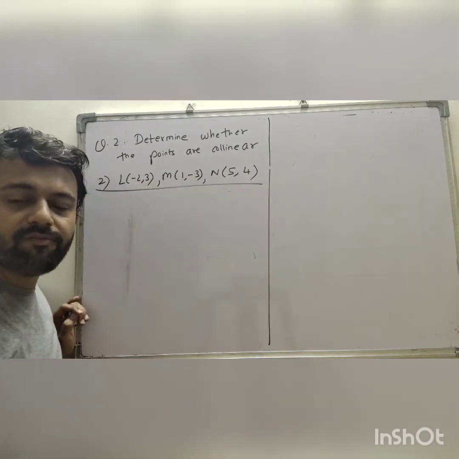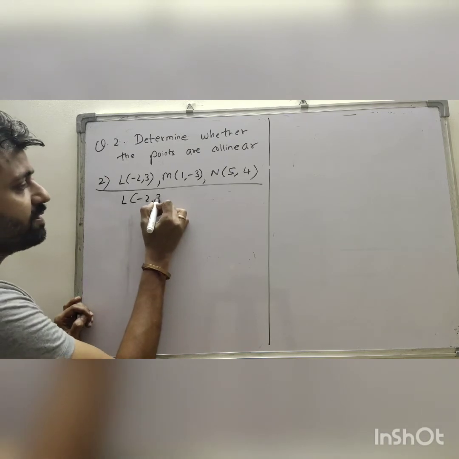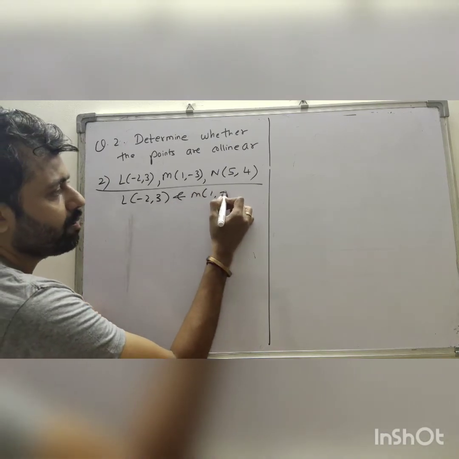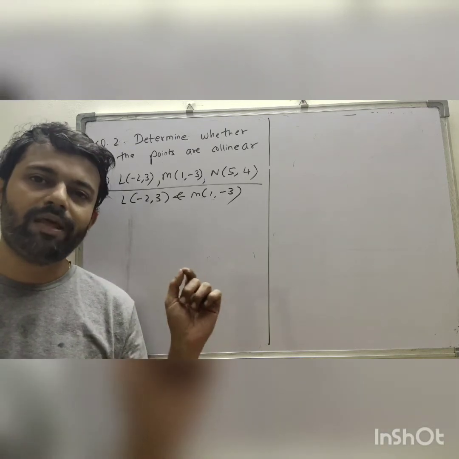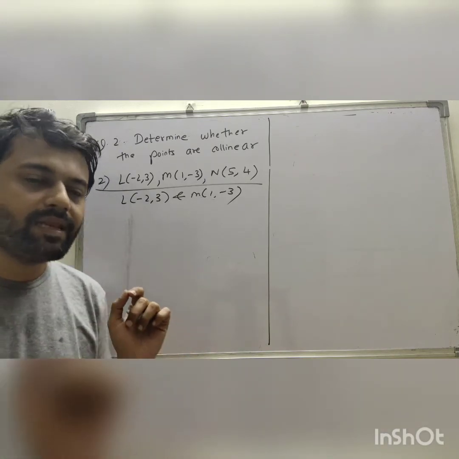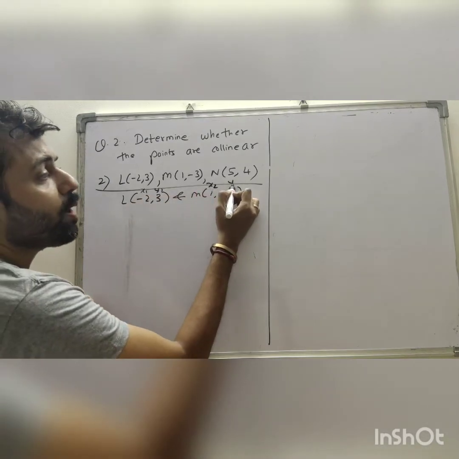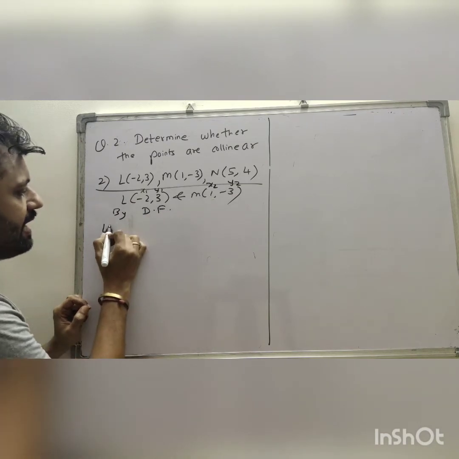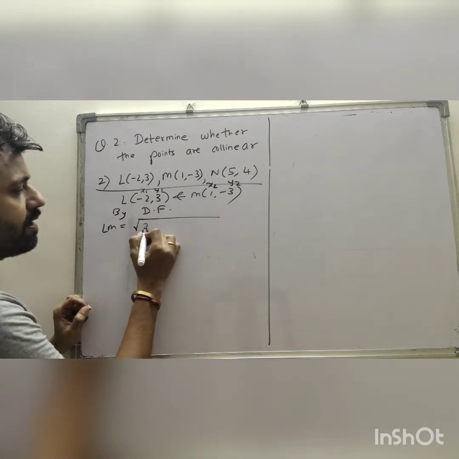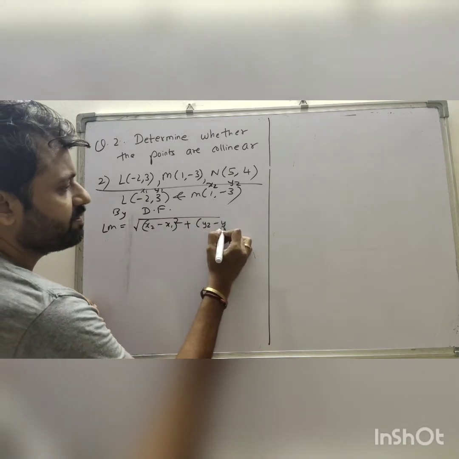3 points are given, we will find 3 distances. Let me start. L minus 2 comma 3 and M 1 comma minus 3. When I am finding distance LM, I should write L and M together. Name them as x1, y1, x2, y2. By distance formula, LM is equal to the whole root of x2 minus x1 the whole square plus y2 minus y1 the whole square.